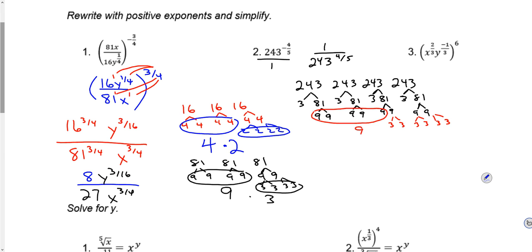So I need them in groups of 5. So let's see, 1, 2, 3, 4, 5. Here's a group of 5. So there's a 3 that can come out. I have 1, 2, 3, 4, 5. So a second 3 comes out. So this answer, 1 over 81.